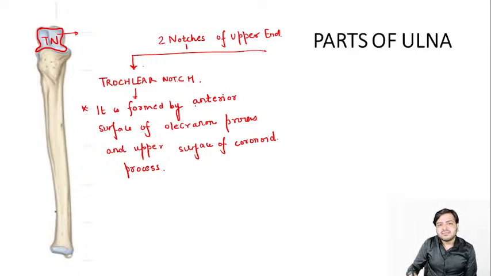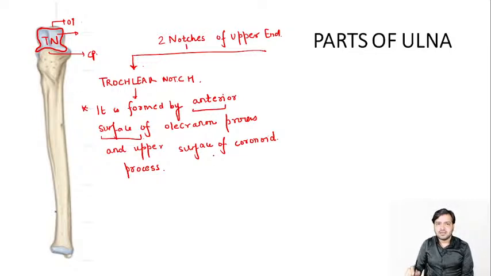It is formed by the anterior surface of the olecranon process. The olecranon process is on the upper side, and below it is the coronoid process. So the coronoid process's upper surface forms its lower part. Okay, so the trochlear notch is formed by these two things.